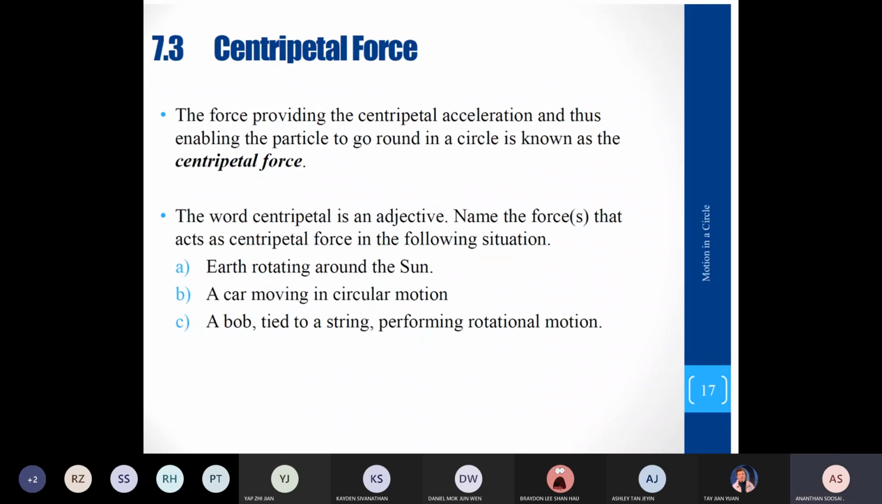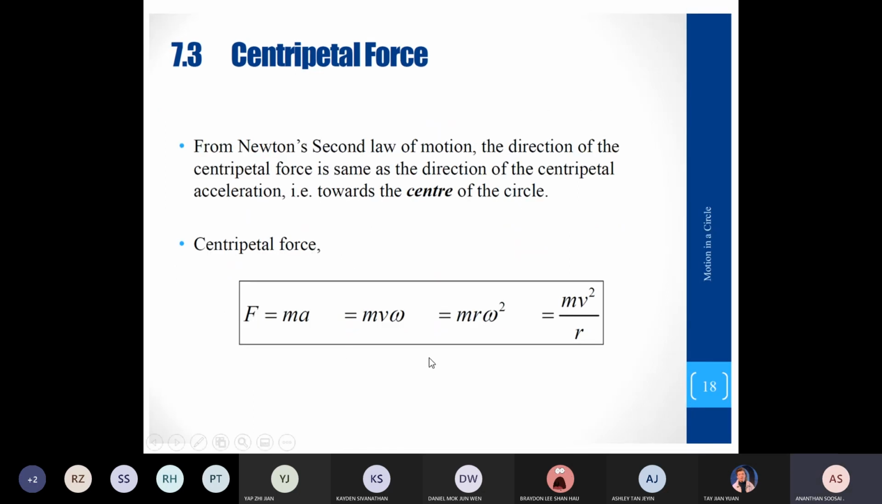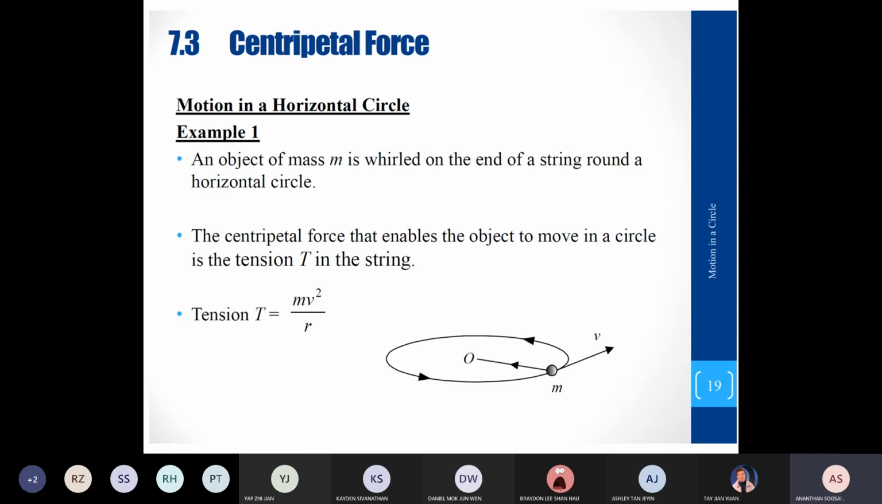Then we talked about centripetal force. Anything that accelerates means it is acted upon by an unbalanced force. So that force we label as centripetal force. It also acts in the same direction as the centripetal acceleration, towards the center. And the centripetal force is m r omega squared, m v squared over r. You can put m v omega, also not that famous. These two are more famous, the second and third.